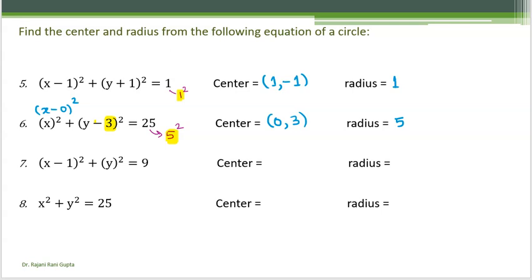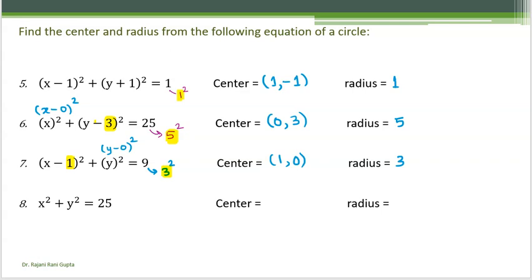So can you tell me what it will be for example number 7? First of all, writing 9 as 3^2, we know that the radius is 3. Center: the value of h is 1, from x - 1. Now if you look at y, it is only y^2. So there is no number, which means it should be 0, because we can always write y as y - 0. So y^2 becomes (y - 0)^2.